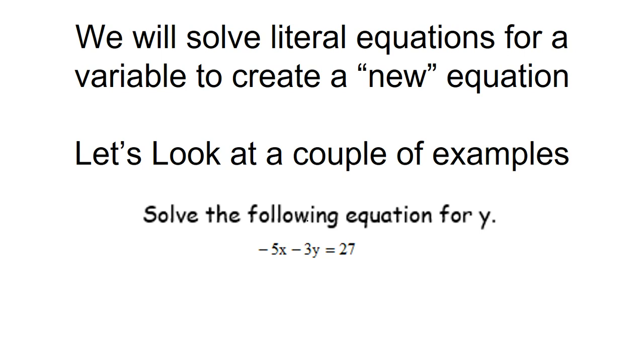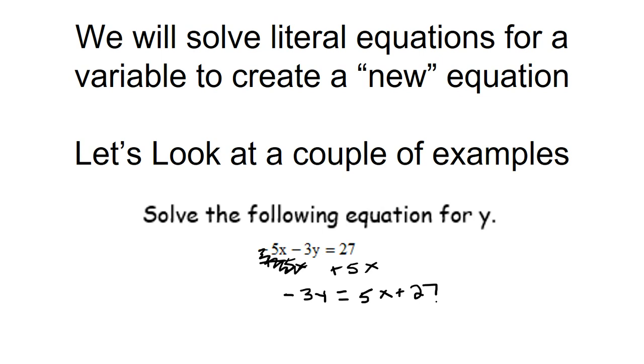Okay. So I need to look at this variable y right here. What is being done to that y? Well, I have a negative 5x that is outside, so that negative 5x means that we're subtracting that. So I need to do the inverse of subtraction, which would be to add 5x to both sides. Okay, add 5x to both sides. So my 5x's on the left here are going to cancel. That's going to leave me with a negative 3y is equal to, I cannot combine 27 and 5x because they're not like terms. So I'm going to write it as 5x plus 27.